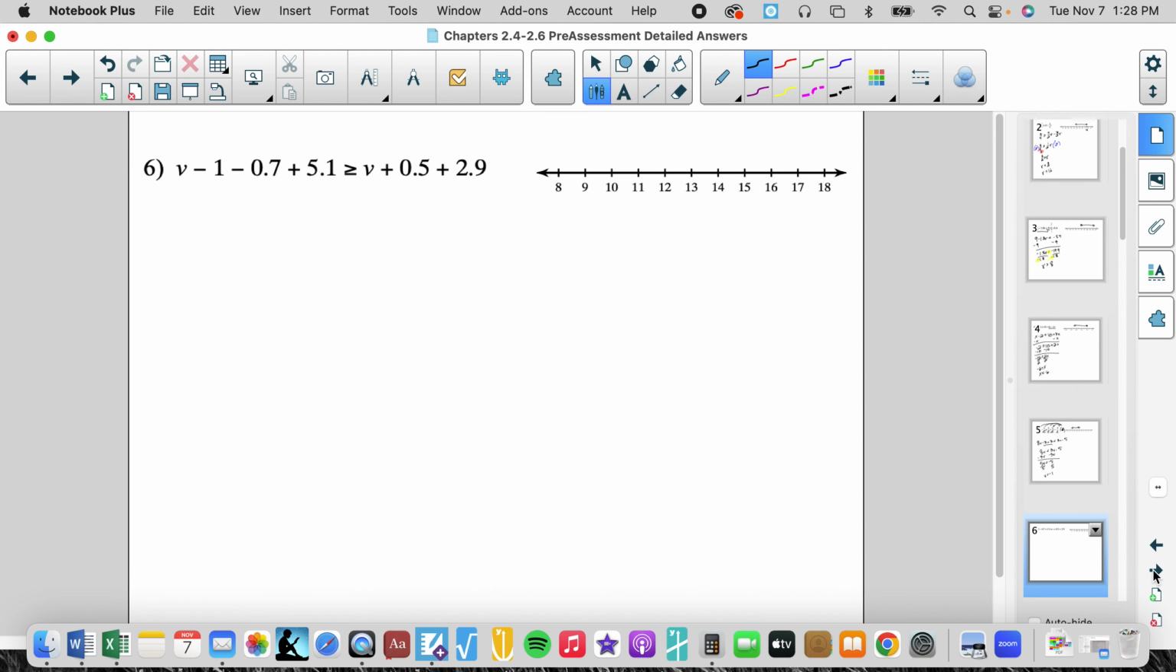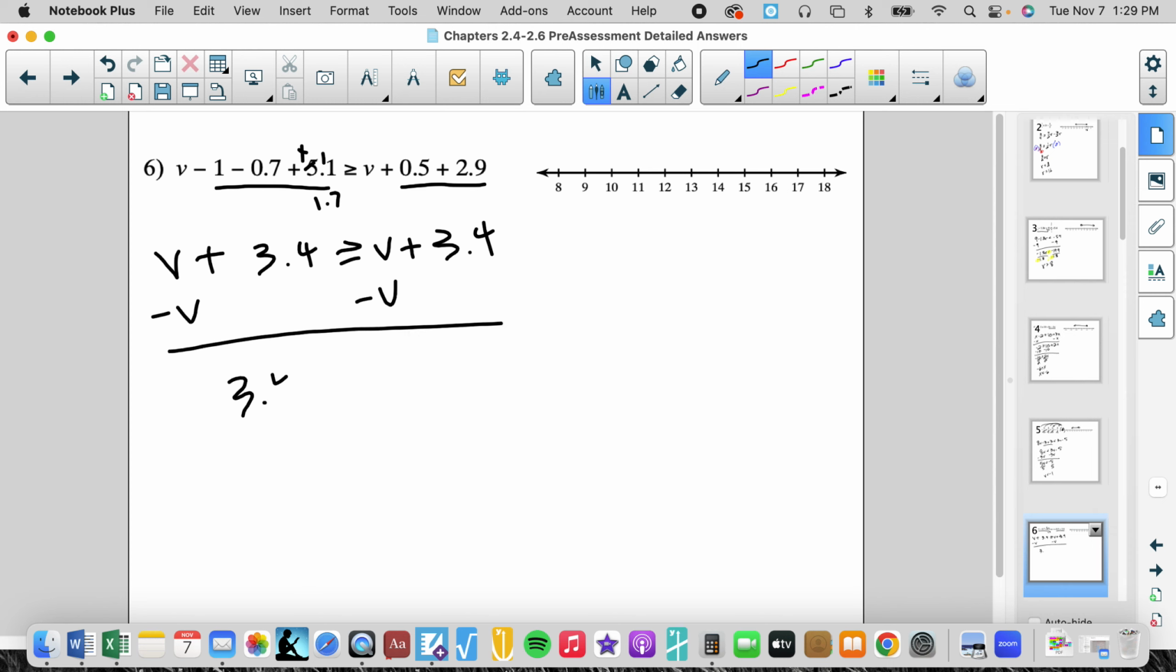All right, we have 3 terms that we can simplify over here and 2 over here. So this is v plus, we're going to subtract 1.7, that's going to be 4, and that's going to be 3.4 is greater than or equal to v plus 3.4. Let's move the variables first. We get 3.4 is greater than or equal to 3.4.